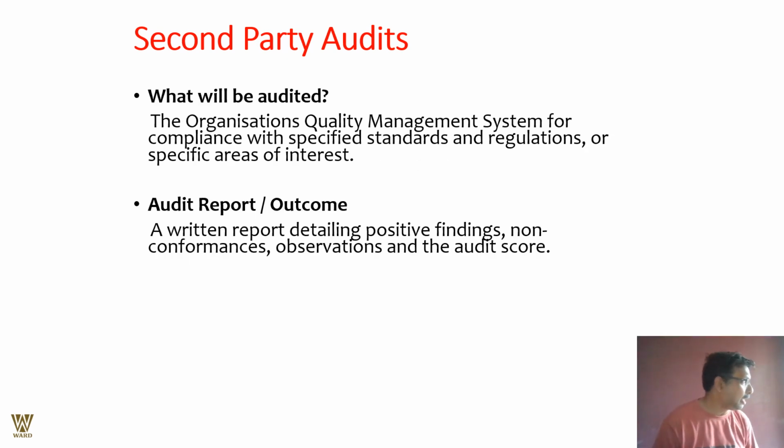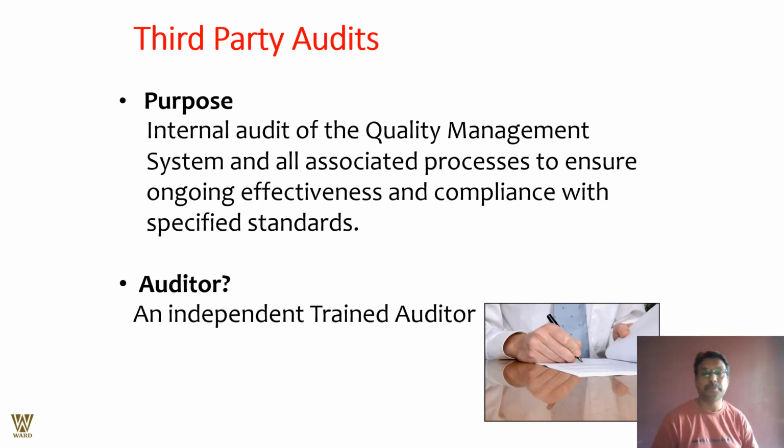Let us understand the second party audit. This is between the parties of the production company and the vendor thereof. The organization's QMS is audited for compliance with specific standards and regulation or specific areas of interest. Audit report outcomes: a written report detailing the positive findings, non-conformances, and observations of the audit scope.